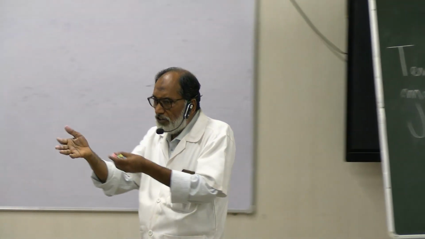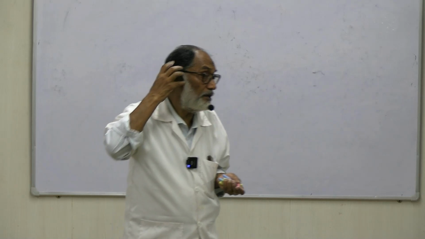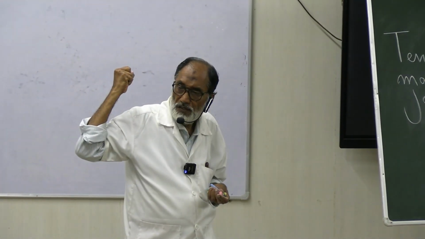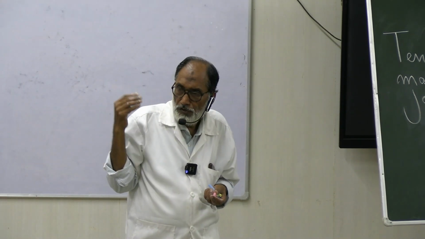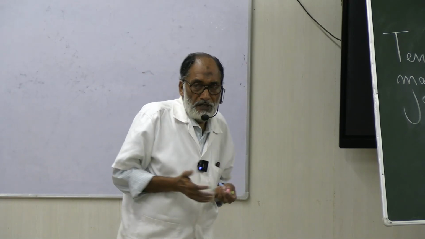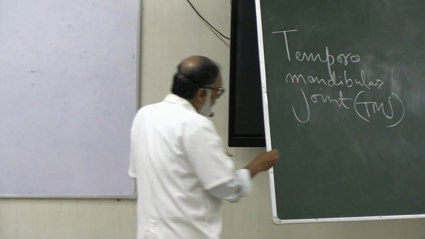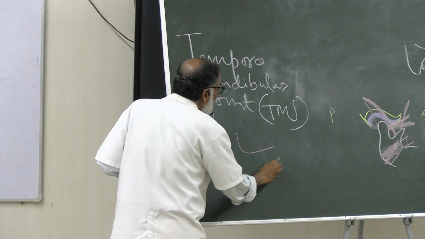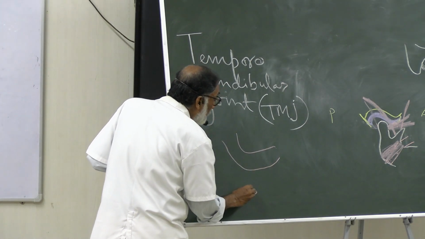Now I am talking about the retraction. Its posterior fibers, here lies the temporalis. Its posterior fibers cause the retraction of the head of the mandible. So the retractor is the posterior fibers of the temporalis. Along with that, you have already seen, suppose this is the masseter, here lies the hyoid bone.